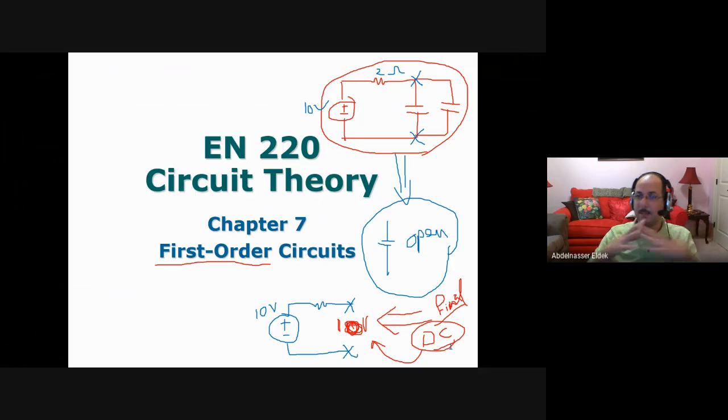Across the capacitor. But what will happen? Initially, if you imagine, the capacitor does not have any voltage. So the voltage across it is zero. But when you connect it to the circuit, it will have 10 volt. What is in between? This is what this chapter is about. How does it look in between?